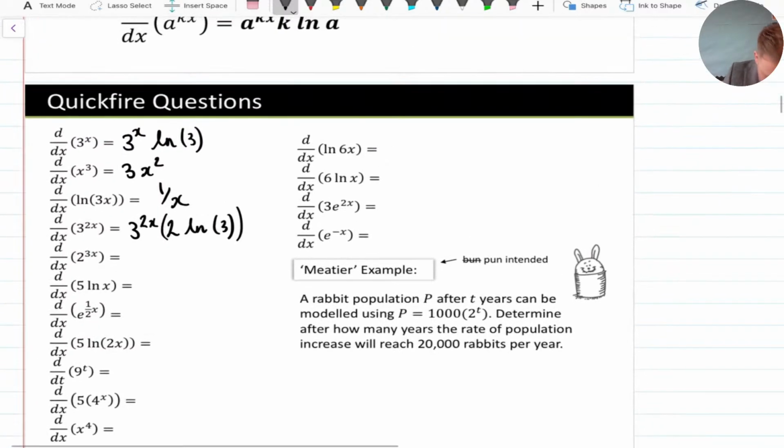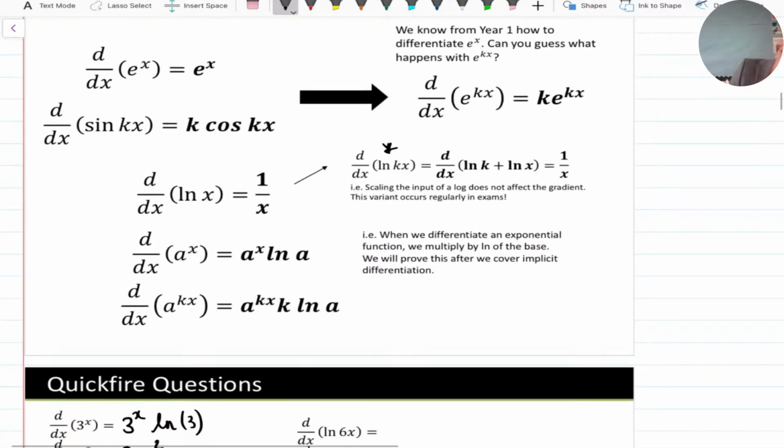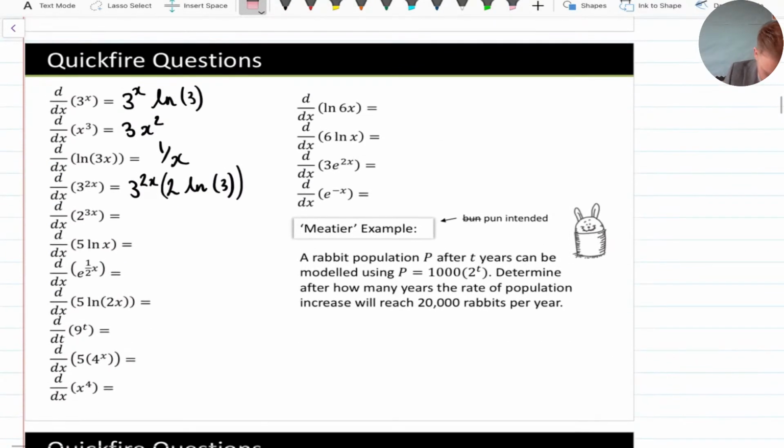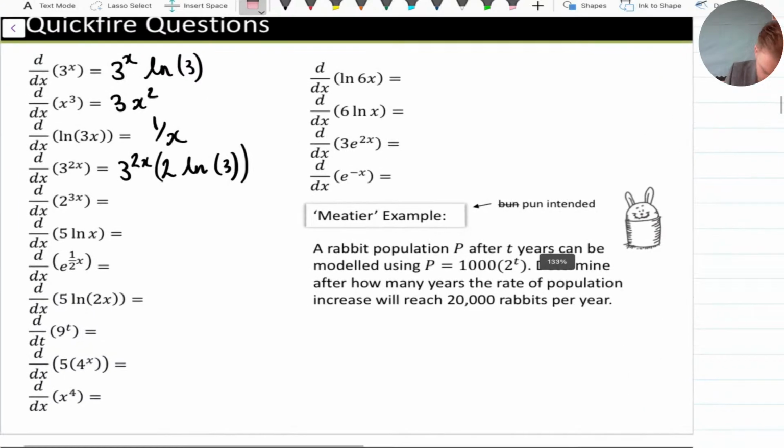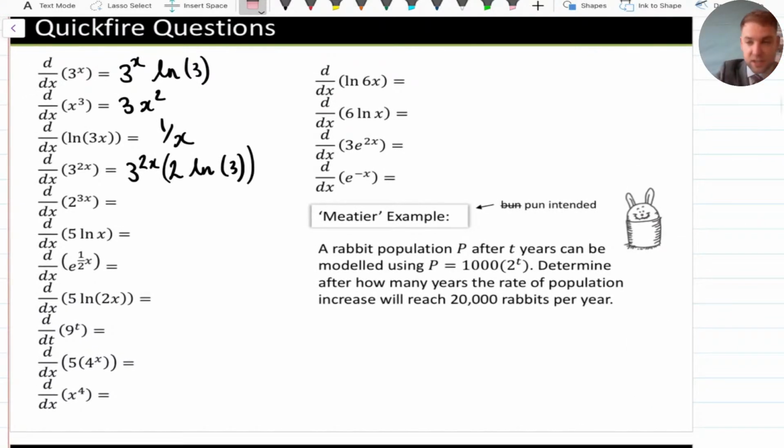Now that comes from this one here. So I've done a few there, sorry. Have a go at the rest of these yourself. Have a little go at those ones yourself.